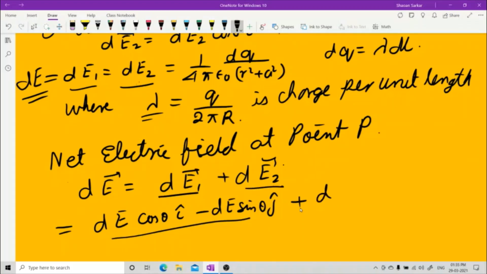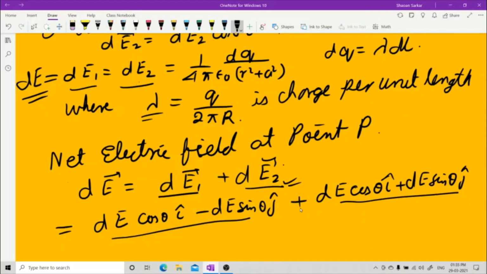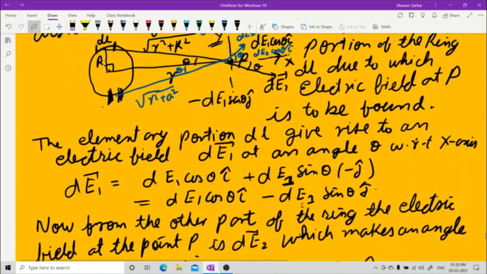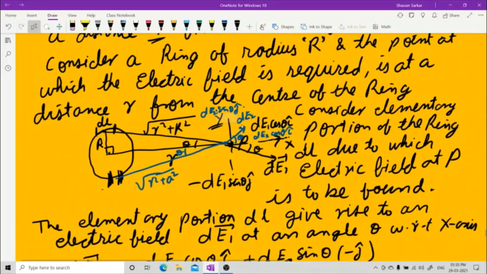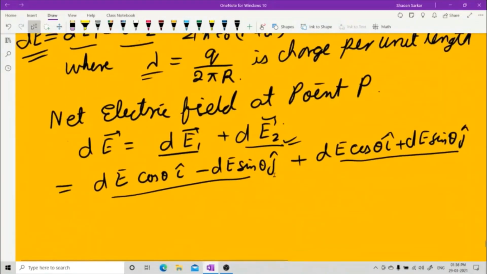Now for this dE, it is dE cos theta i cap plus dE sin theta j cap. This is for this much portion because of this. Now automatically, either you could have told this way that this component and this component cancel each other. You could have written that way also, but it is better you do it vectorially and cancel it. So by this method, these two portions are getting cancelled out undoubtedly.